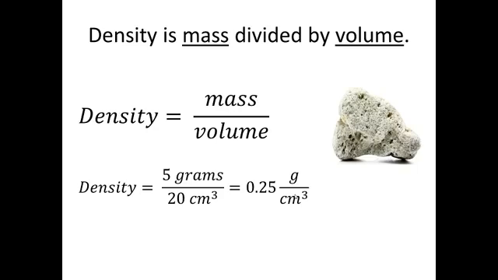Pretty cool, huh? Now, notice that our final number is less than 1. Water has a density of 1. Anything less than 1 is going to float. Anything more than 1, it's going to sink. And that's what we call specific gravity. We're just dividing the density we got by the density of water.